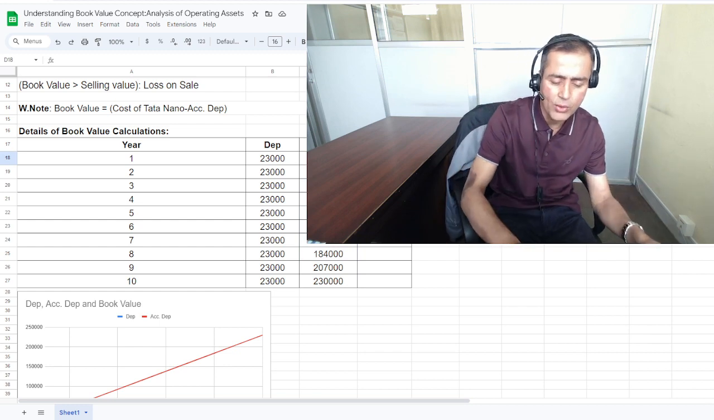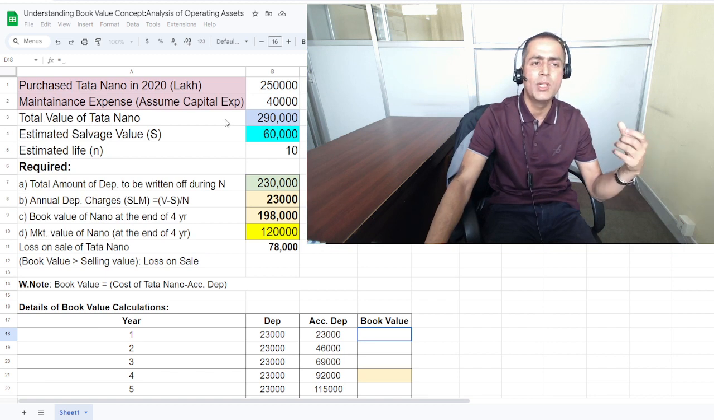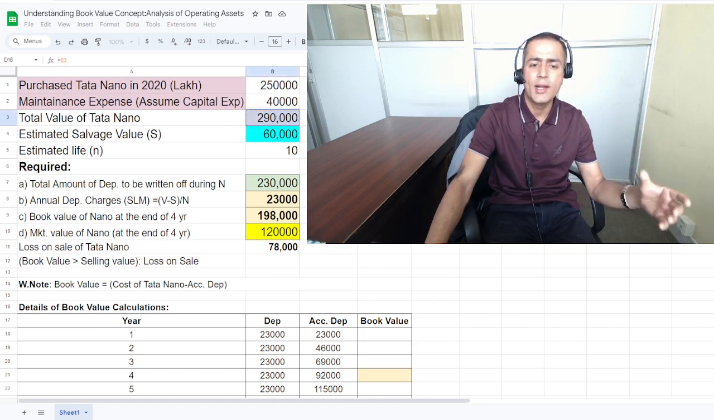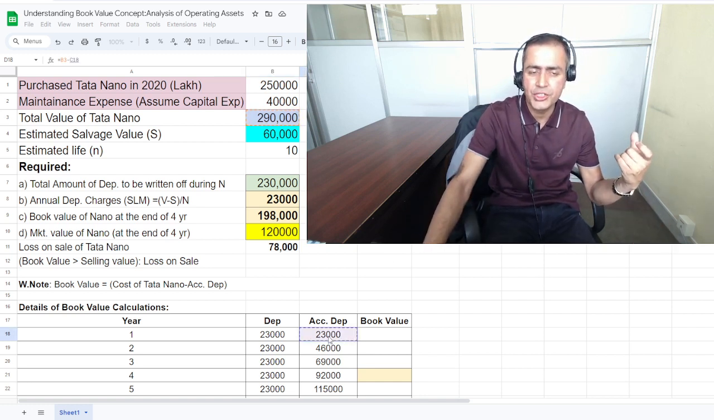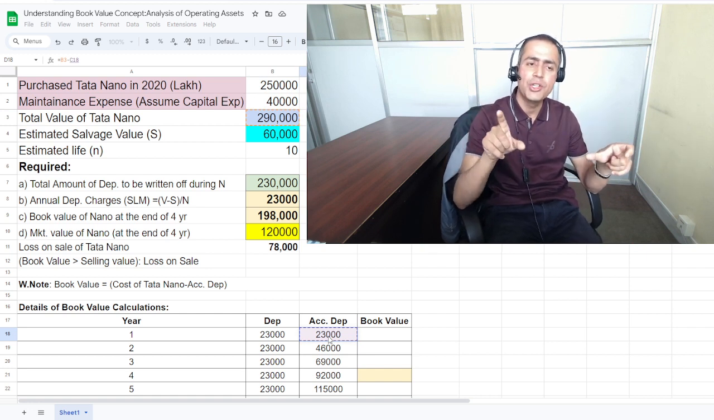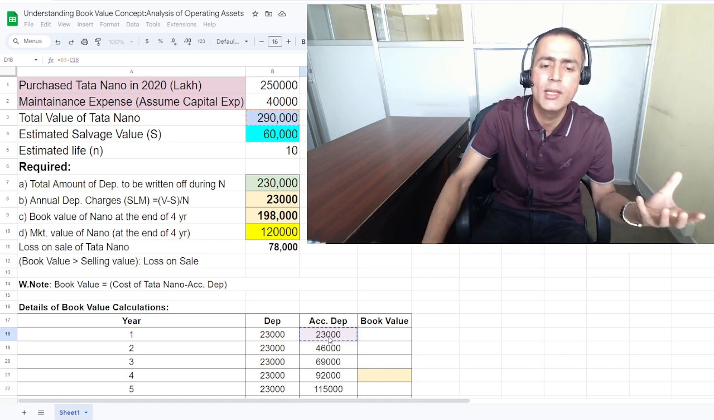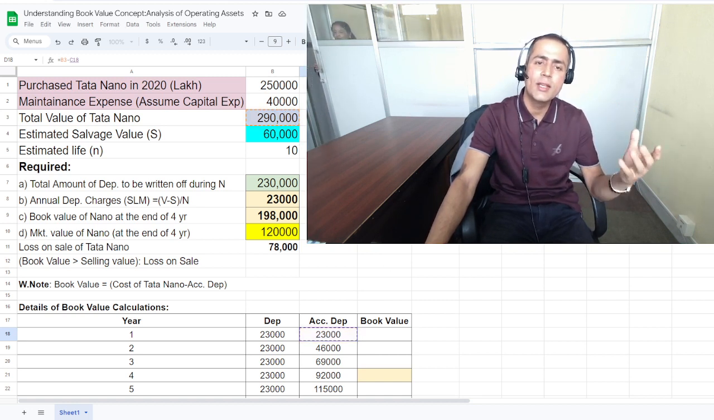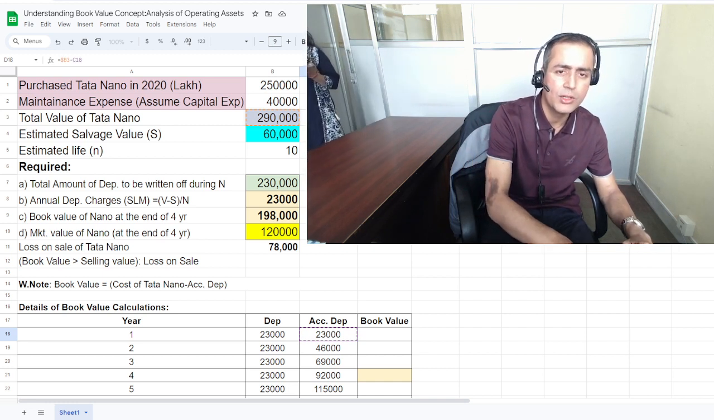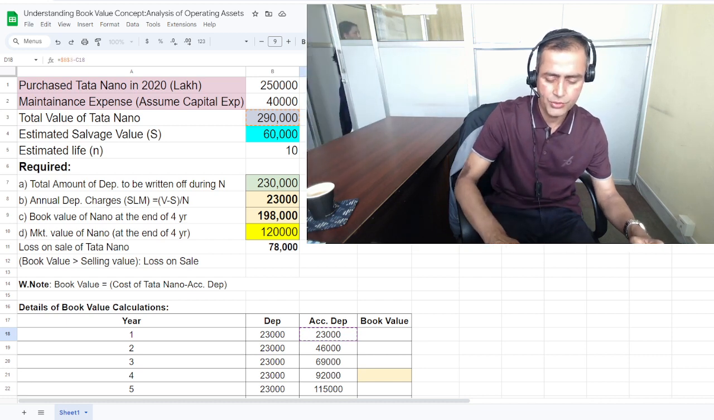Now what about the book value? Book value is simply the total value of the Tata Nano, that is 2,90,000, minus accumulated depreciation. Once you deduct accumulated depreciation from the value of the Tata Nano for each year, you realize the book value. Now the question is, friends, I don't want to use the same value each time. In that case, you just use the dollar function here. You can use the dollar function, then you just click it.